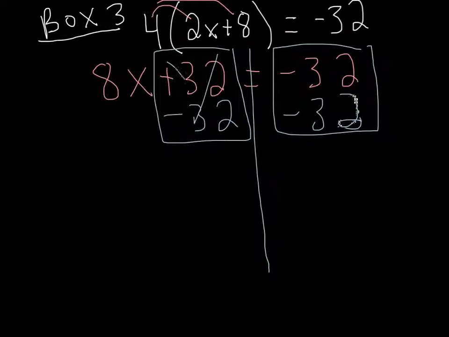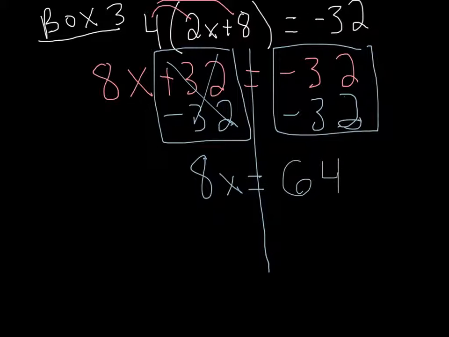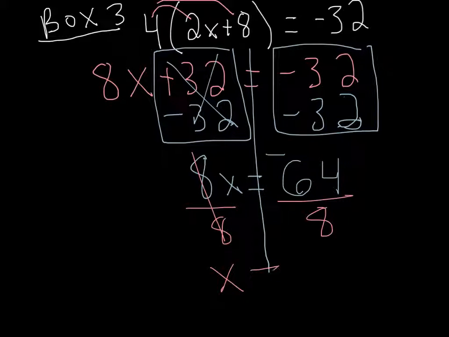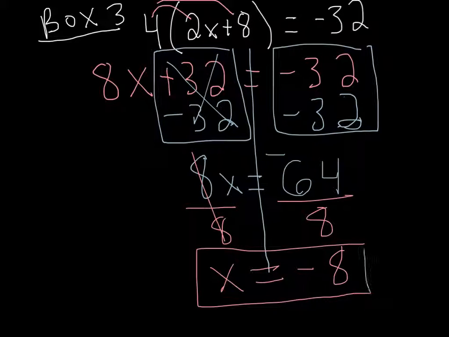Alright, so these are going to cancel. So we have 8x here equals, these have the same signs in my box, right here and here. So I'm going to add these two numbers, and there's more negatives, so it'll be a negative answer. So 32 plus 32 is 64. And there's more negatives, so it's negative 64. My next step is to divide by 8. So these two cancel, and I get x equals negative 8. Make sure you circle the answer.